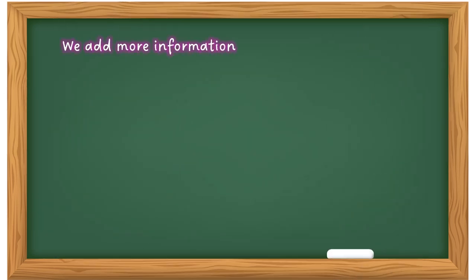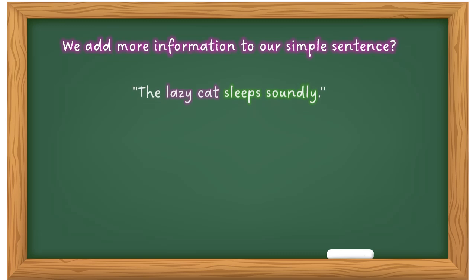Now we can build on our simple sentence. We can add information to our simple sentence to make it a little bit more interesting. So now you can see the lazy cat sleeps soundly. That's just slightly better than the cat sleeps. And your reader is starting to understand what the cat's doing, for example.